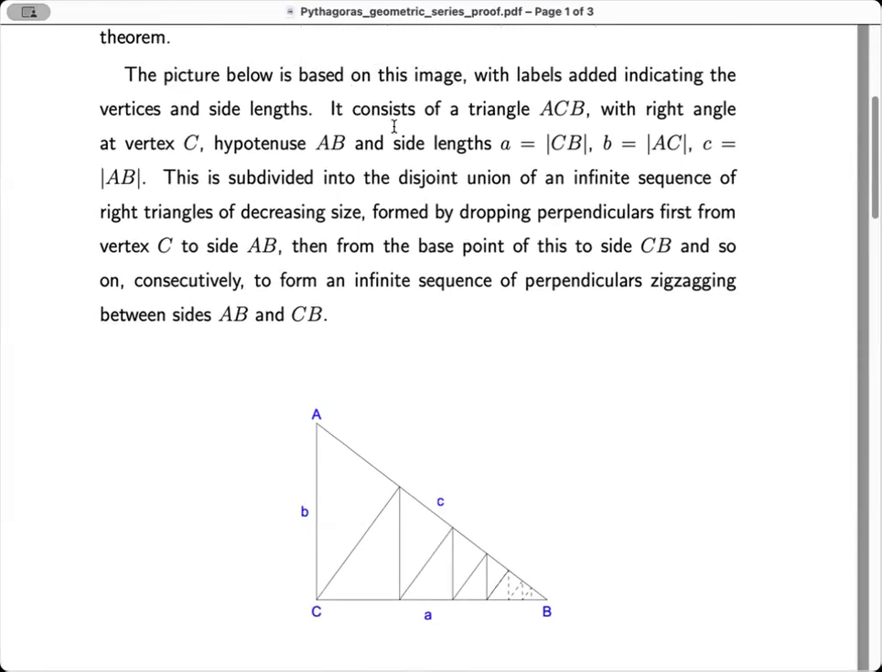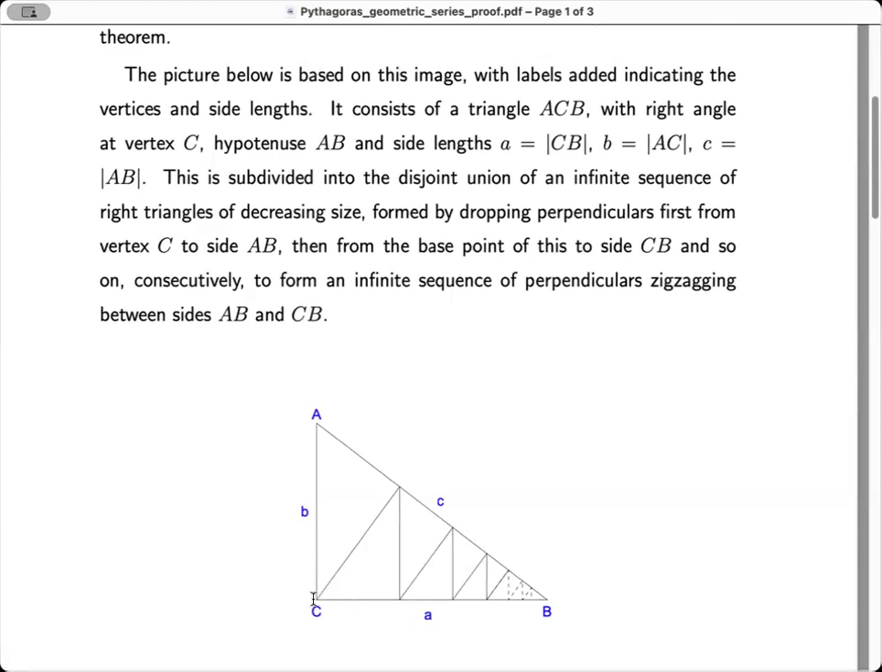So in this picture, I've added labels, and so the triangle is ACB with the vertex C where the right angle is, and AB the hypotenuse. And the lengths of the sides are: the length of CB is little a, AB is little c, and AC is little b.